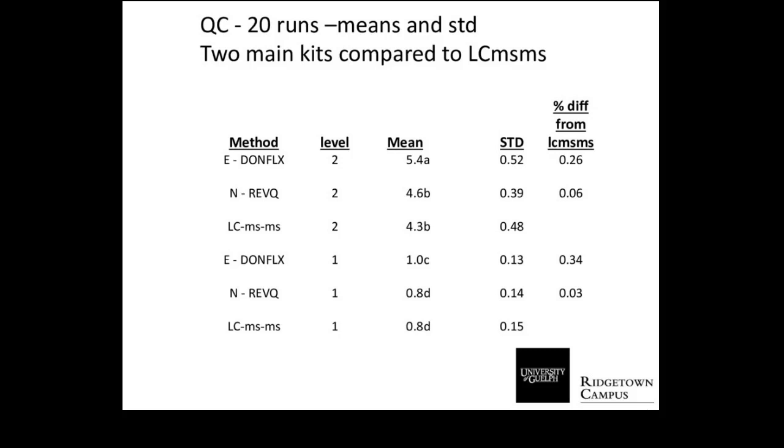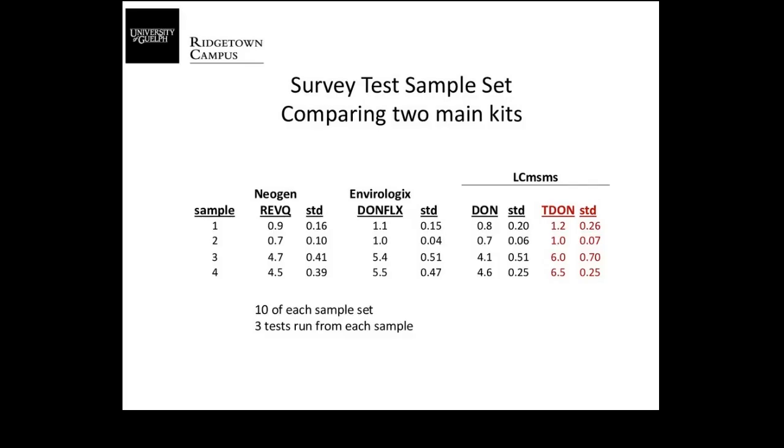Whereas the Neogen is pretty much bang on. There's very little difference. And you'll see the same thing happening with the other samples that were of a lower concentration. The LC-MS and the Neogen were very similar, whereas the Envirologics Donflex was testing about 30% higher. And so something to keep in mind as we move forward. And so I'll skip this one because it says the same thing.